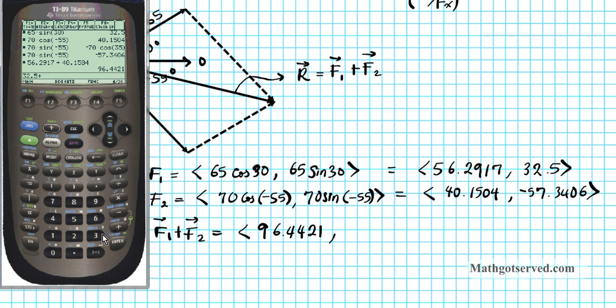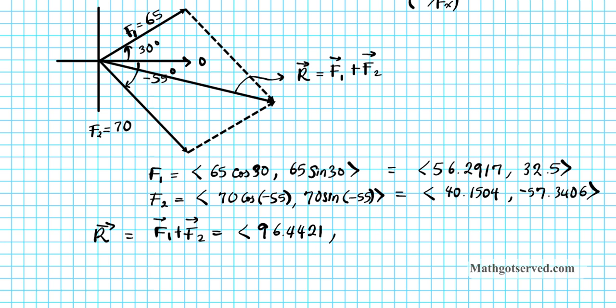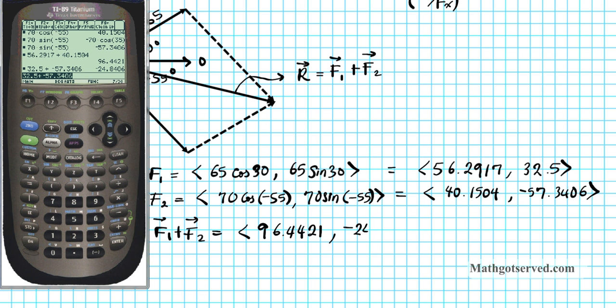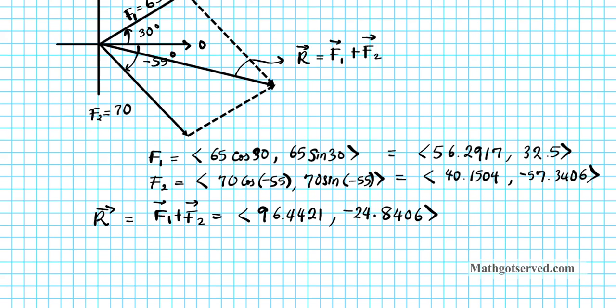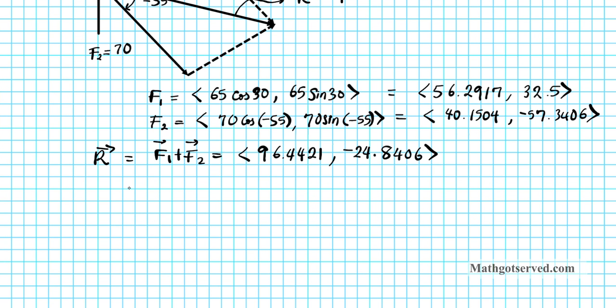To find the magnitude of this vector, magnitude of vector r, that's simply going to be done by taking the square root of the x component of vector r squared plus the y component of vector r squared, the square root of the sum of the squares. So 96.4421 squared plus negative 24.8406 squared. Okay, let's go ahead and evaluate that.